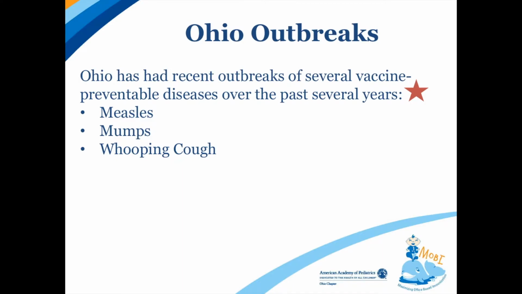Now, despite that we have vaccines, we still see outbreaks of these viruses. Many families say, I've never even heard of mumps. My child wouldn't get it. Why should I worry about vaccinating them? Well, even recently, Ohio's had recent outbreaks of several diseases that were preventable if the majority of our communities had vaccinated children. We've had measles outbreaks. We've had mumps outbreaks. We've even had whooping cough or pertussis outbreaks.